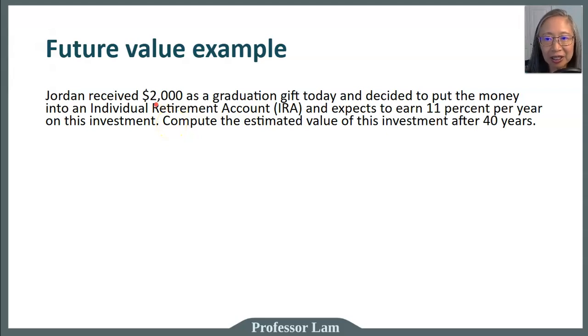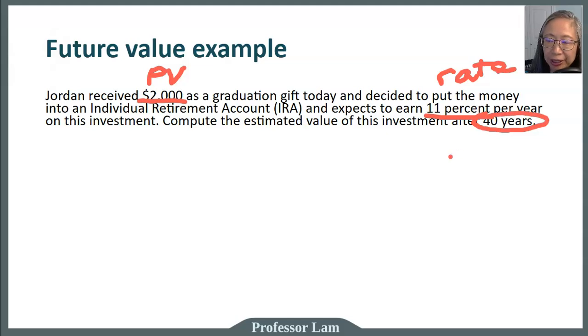Let's identify the different components of this problem. The $2,000 is money that Jordan received, so this is money that they have today. Money that they have today is the present value. They expect to earn 11%. The 11% is the interest rate. They plan to invest the money for 40 years. So 40 years is the time unit.